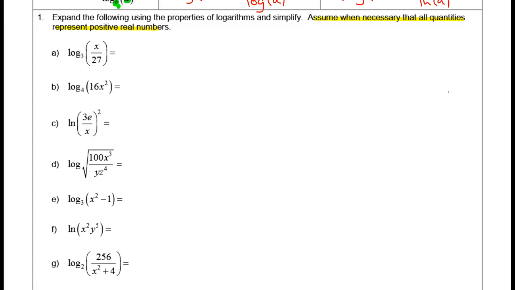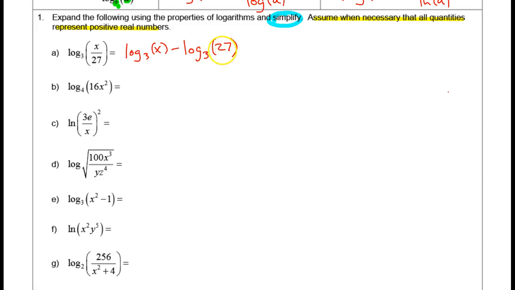Okay, so first thing we have here is the log base 3 of x divided by 27. First thing that jumps out at me is I'm thinking quotient rule because I have a quotient there. So I'm going to rewrite that as the log base 3 of x minus the log base 3 of 27. And notice how it says this word that students like to ignore sometimes. It says simplify. So I kind of now need to look at this a little further and see if there's anything I could simplify here.